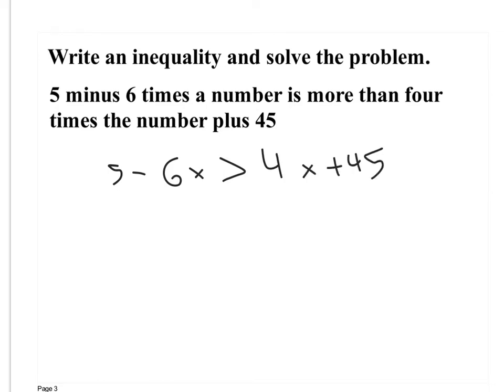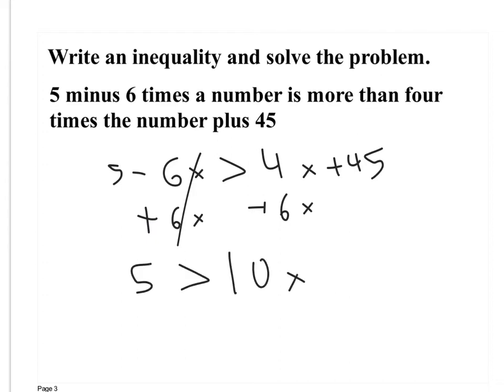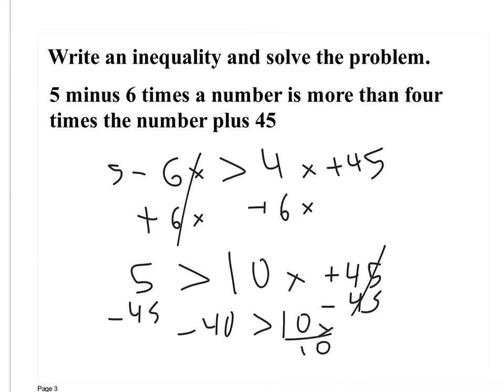So what I need to do is move the variables from one side to the other. I need to get them on one side. I'm going to move the smaller one, so I'm going to add 6x to both sides. Gives me 5 on this side. Gives me 10x on this side. I'm going to have to subtract 45 from both sides, which 5 minus 45 is negative 40, which is greater than 10x. So I divide by 10.